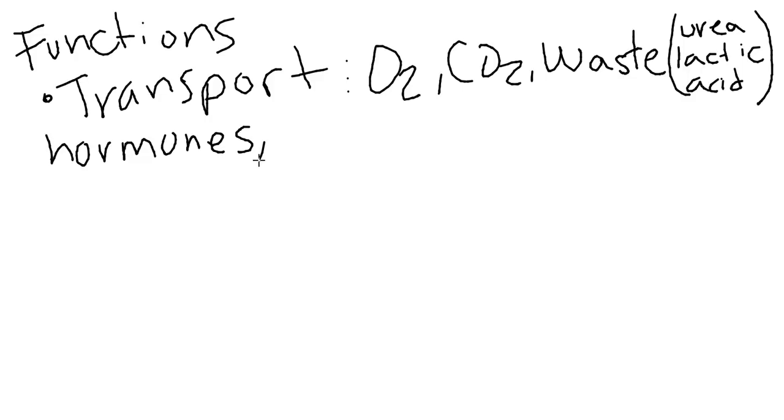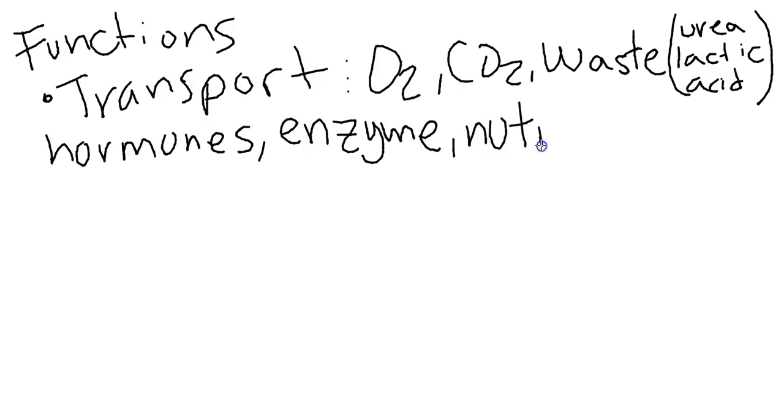Blood also transports enzymes. So this is back from first semester. Enzymes make reactions happen faster. They do that by lowering the activation energy that it takes for those reactions to take place. It's also going to carry nutrients, so things like vitamins, minerals, and glucose, so like sugar for energy.